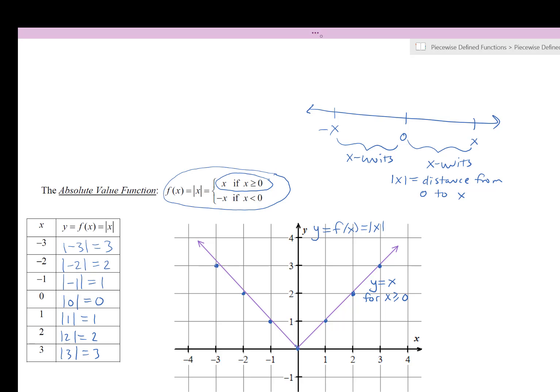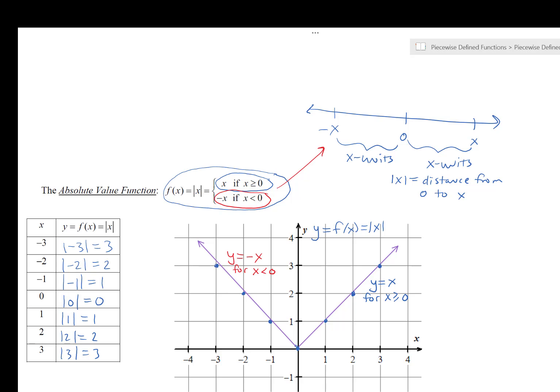Now, if x is negative, then we have to turn it to a positive, just like we saw up there. So to do that, if we have a negative number x and we negate it, then it would become positive. Hence, if we have a negative input x, we take the negative of that to turn it positive. So that gives us the line on the left, y equals negative x, and that is true for negative values of x.